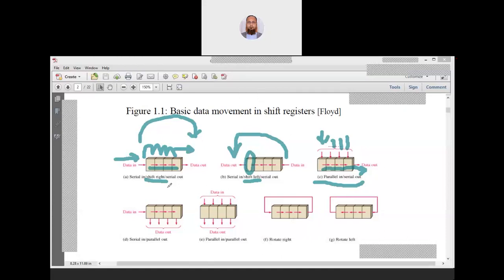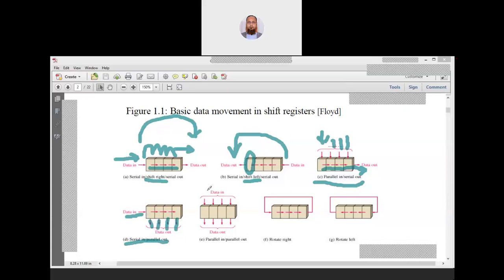Then we have another class, serial in and parallel out. So data is going serially. Not all the flip flops are getting data individually, but data is coming individually. You can see that we are taking data outside individually. So this is serial in and parallel out.